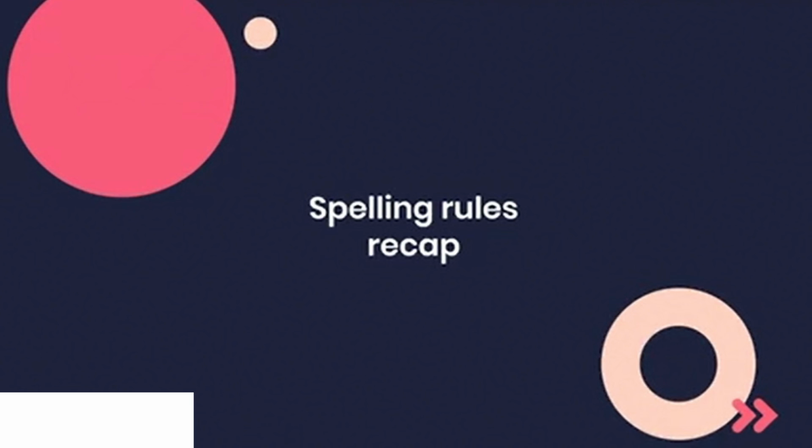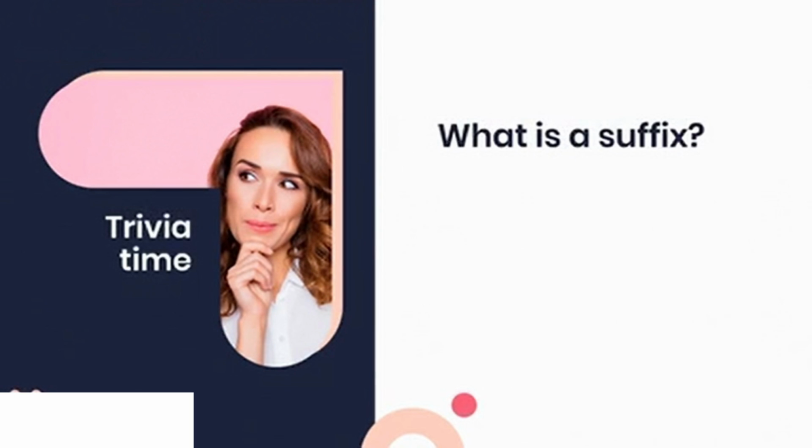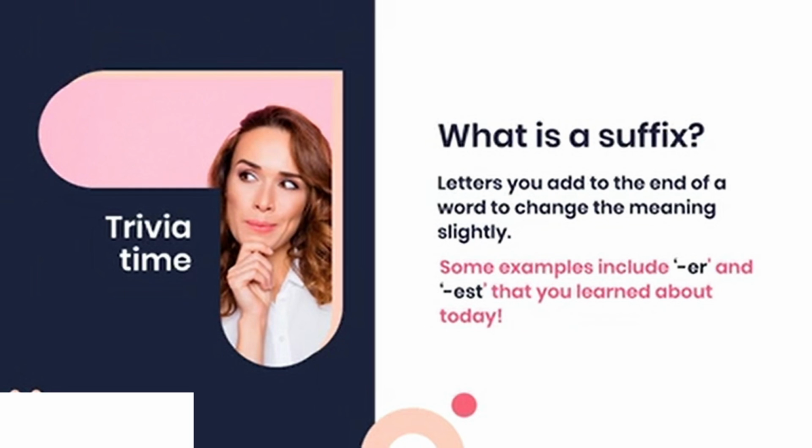Okay, now before we end off today's lesson, I want to do a quick recap of spelling rules. Remember Module 1, Lesson 2, where you learned about spelling rules? Well, do you remember learning about double consonants when adding suffixes? Okay, let's take a step back first. Do you remember what a suffix is? Suffixes are letters that you add to the end of a word to change the meaning slightly. Some examples include ER and EST that you learned about today.